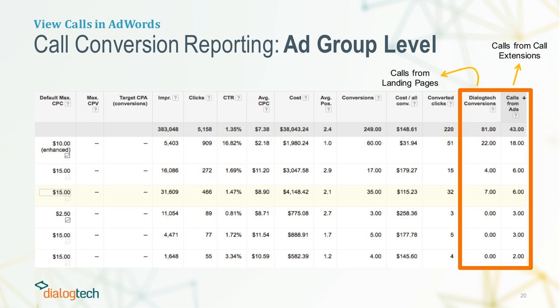And then again, the same instructions that I just went over will impact how you view call conversions at the ad group level. So again, bring in the custom column. You can look at DialogTech conversions, your calls from landing pages, and then you can look at your calls from the call extensions. And this way you get a little bit deeper and can look at the ad group.